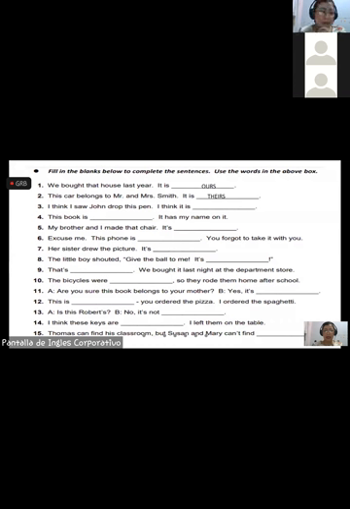Number seven. His teacher. Her sister draw the picture. It's his. De ella. Entonces sería hers. Ajá. Porque su hermana hizo el dibujo. Entonces es de ella, ¿verdad?